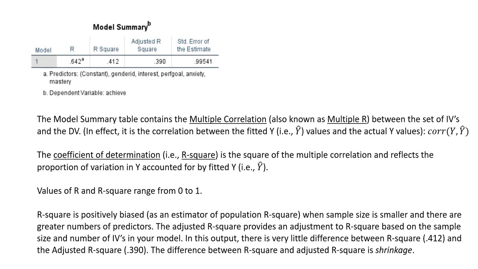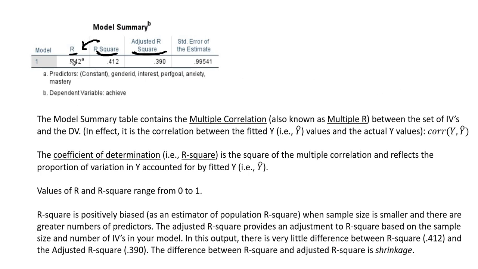But first off, in the model summary table, you can see that we have the R, which is the multiple correlation. It's basically the correlation between the set of independent variables and the dependent variable. We have the R square value, which is just, you guessed it, the square of the multiple correlation. It reflects the proportion of variation in the dependent variable accounted for by the independent variables. We also have an adjusted R square because R square can be positively biased, particularly when you have smaller sample size and larger number of predictors. So this is basically a calibration of the R square value.